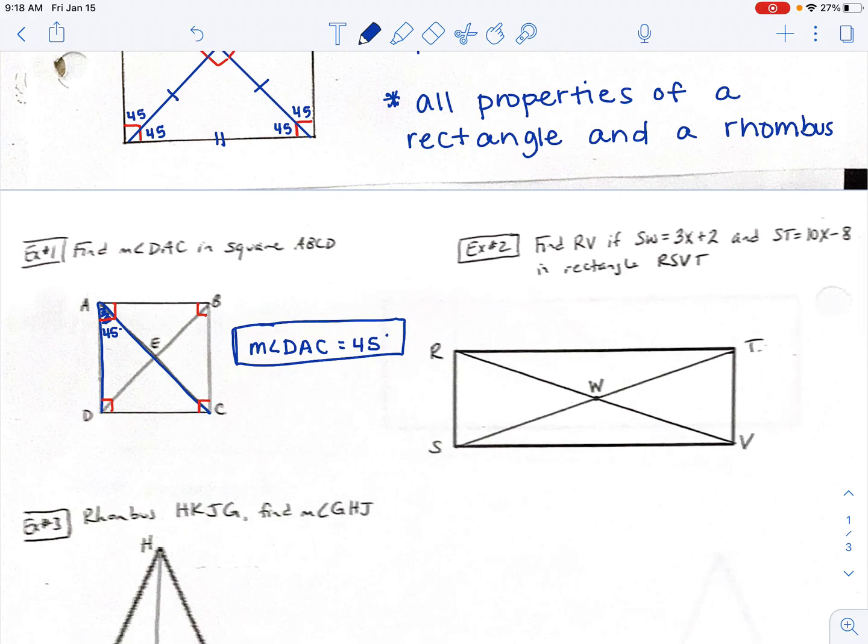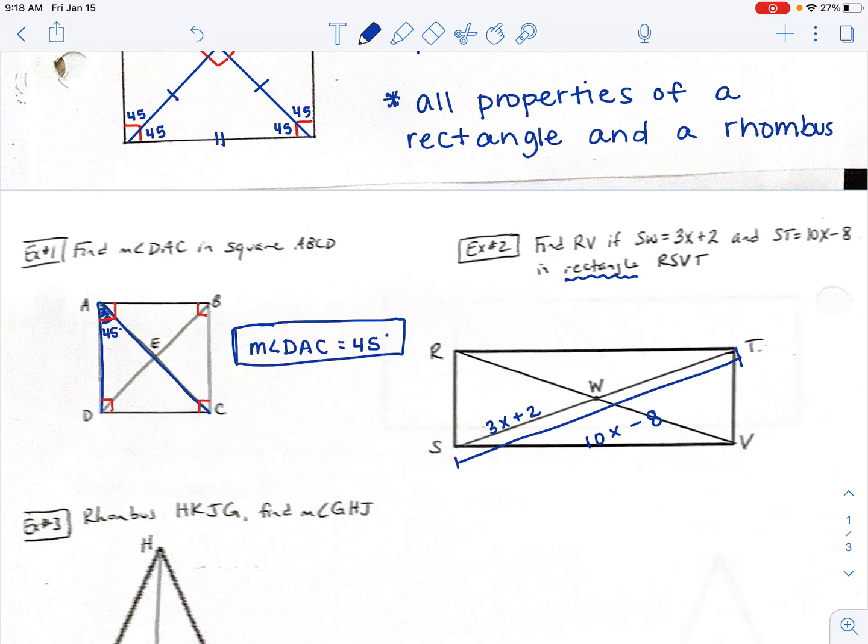All right, example 2, find RV if, and it says SW is 3x plus 2 and ST is 10x minus 8, and this is a rectangle. So we have to remember the properties of a rectangle to help us out here. I'm going to label what I know. I know SW is 3x plus 2 and ST, so this whole diagonal here, is 10x minus 8.